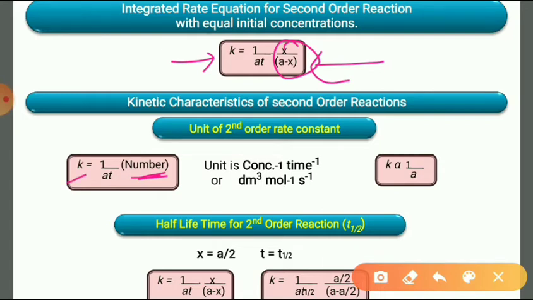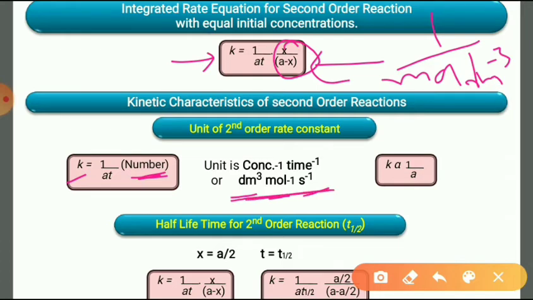In another way, this concentration is nothing but mole per dm cube. So this concentration is given as mole per dm cube. Here the per concentration is 1 upon mole per dm cube. The denominator goes to numerator, so we get dm cube per mole. And per time is nothing but per second. So we get the unit of rate constant for second order reaction as dm cube per mole per second. So this is the unit.